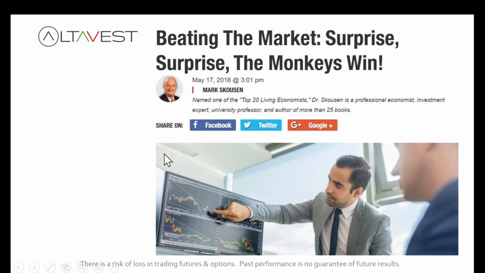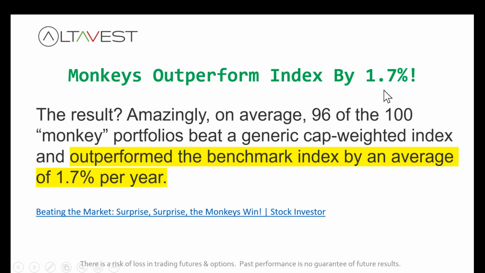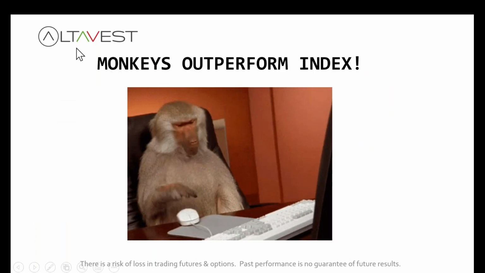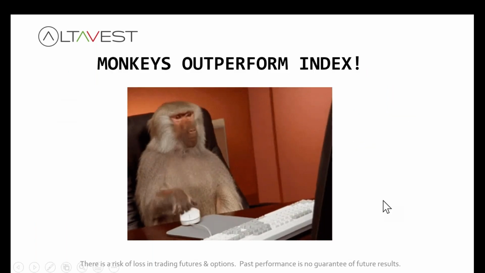Here's another comment I thought was great, from a great economist, Mark Skousen. Looks like monkeys are actually beating the top economists. Monkeys outperform the index by 1.7% when they run these simulations, where these monkey portfolios are beating the generic cap-weighted index. So fascinating stuff. So here you go, folks. There's your best trader right there.